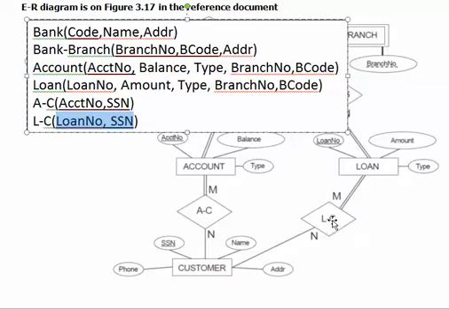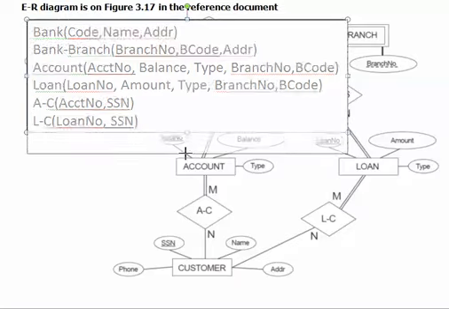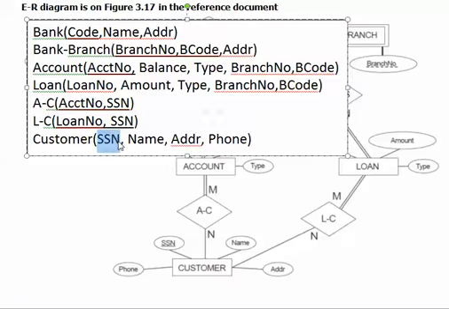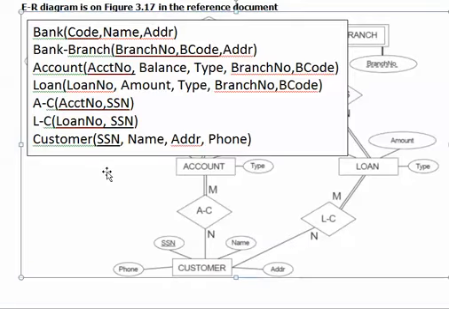And finally, customer is not getting any foreign keys, and that's the last thing that we need to do. Customer has a social security number, which is the primary key, a name, an address, and a phone. And we underline social security number. And we're done. So this is the set of tables that we can derive from that diagram. Thank you.